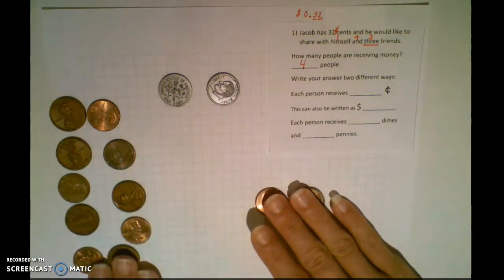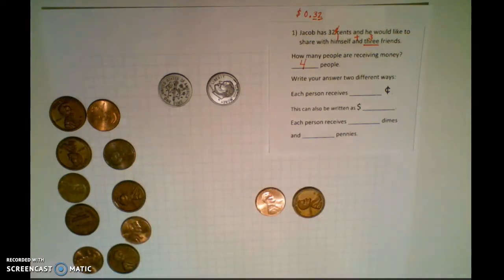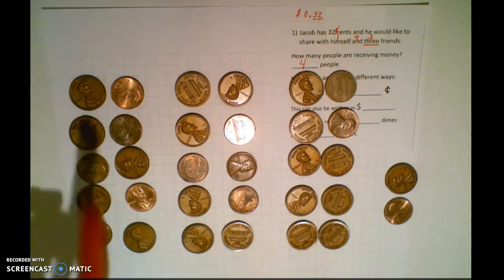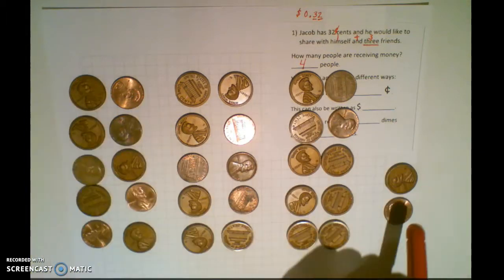Let's trade out our 2 dimes that are left over for another 2 groups of 10 pennies. For each dime that we traded out, we got 10 pennies, plus we have these 2 extras that we started with. We never got rid of those. If at any point you're working through this with me and using the models, and you need to pause the video so that you can get this set up, please do. So here we go. Now we've got 10, 20, 32 pennies.